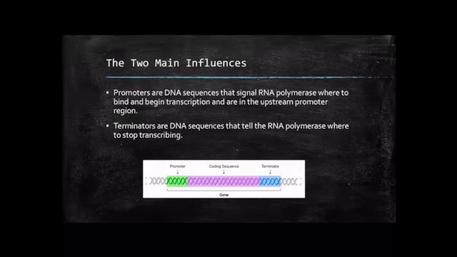The promoter will always be located first and the terminator will always be located last on a gene sequence. And then in between the two is always going to be the coding sequence. This is the sequence that's going to get transcribed into RNA and then later translated into amino acids, but we'll talk about that a bit later.